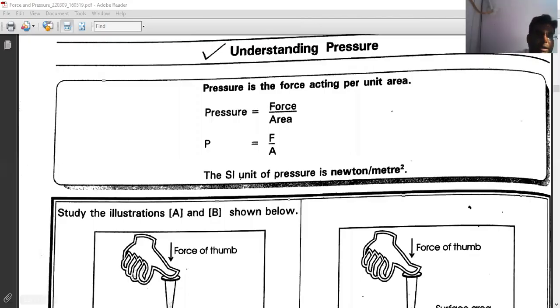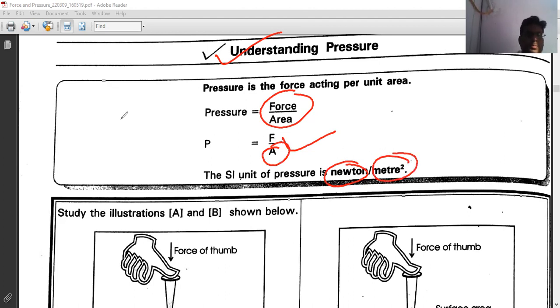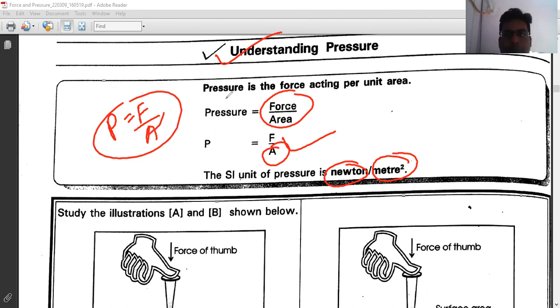So now we will understand the pressure definition. It is force per unit area, that is called pressure. So force unit is Newton and area unit is meter square. So P will be equal to F upon A, right? So this is the formula for pressure also.